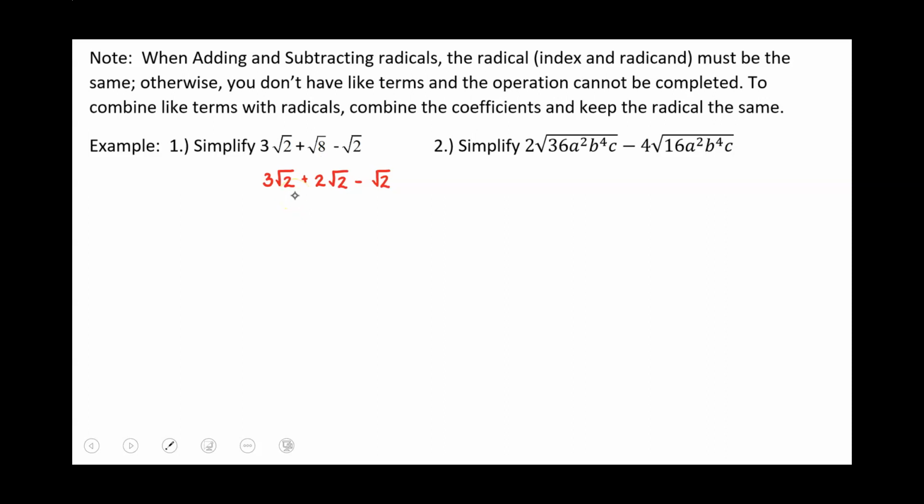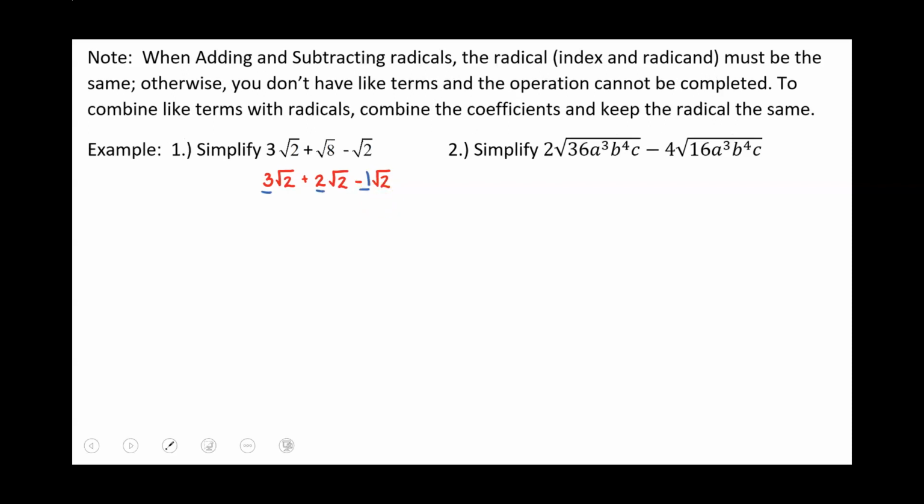Now we have like terms because our radicals are the same. Square root of 2, square root of 2, square root of 2. So to combine them, I'm going to combine my coefficients. Now, what's the coefficient of this square root of 2 right here? I have 1 square root of 2, right? So that coefficient is 1. So let's combine our coefficients.